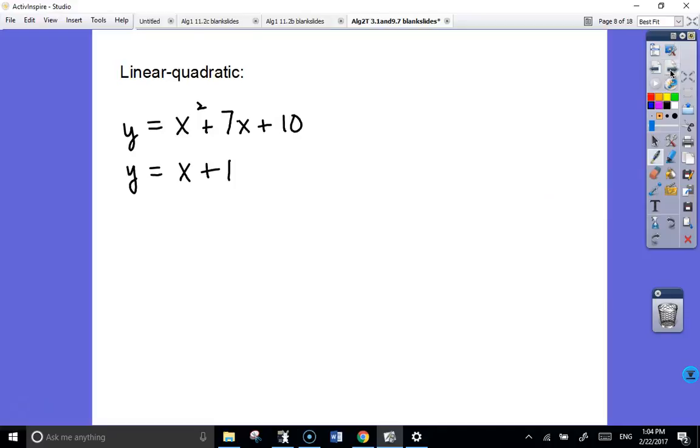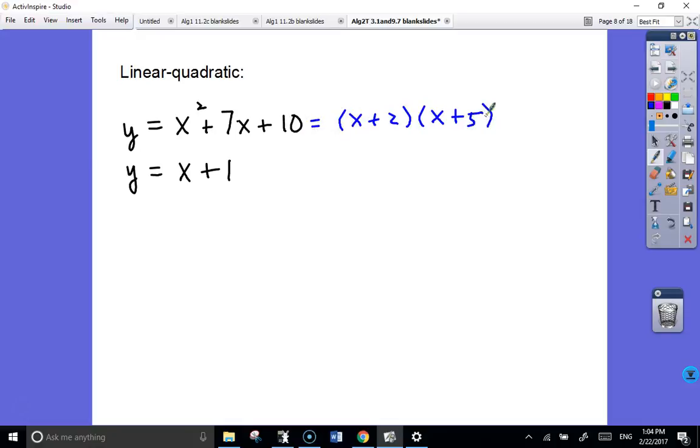Okay, now we get into the linear quadratic. What kind of a function is this first one? Y equals x squared plus 7x plus 10. What do you call it when it starts with an x squared? It's a quadratic, right? What's the shape of a graph of a quadratic? It's a parabola, right? So we would know, in fact, this one, I could factor that. That would be x plus 2 times x plus 5, right?